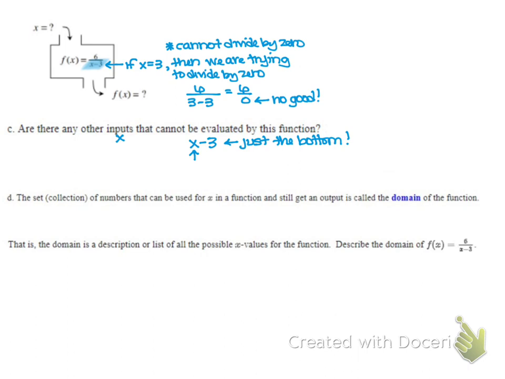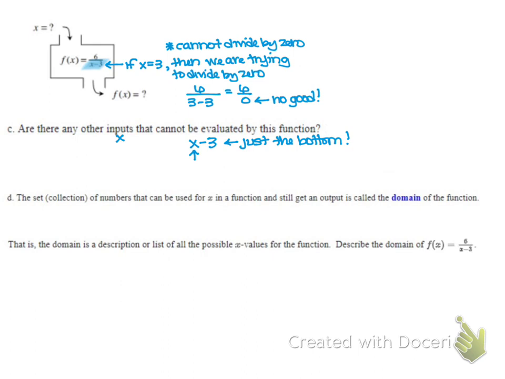If we plug 0 in, that's okay because 0 minus 3 is negative 3. If we plug in 4, that's okay. 4 minus 3 is 1. We know how to divide by 1. If we plug in 26, well, 26 minus 3 is 23. We know how to divide by 23. It's not nice, but we can do it. I don't think that there's any other issues here.